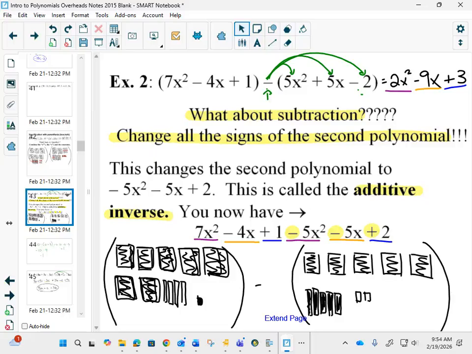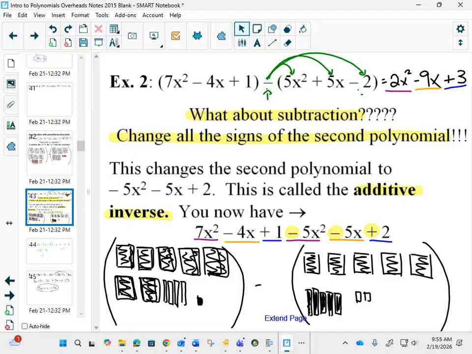Because subtracting really means take out. You're taking something out. And if you're taking out a positive number, well, that's our normal subtracting. If you're taking out a negative number, subtracting a negative number is like adding. So what we do is we say, if I'm subtracting a whole bracket full of things, I have to subtract everything. And we have this word, we say the additive inverse.